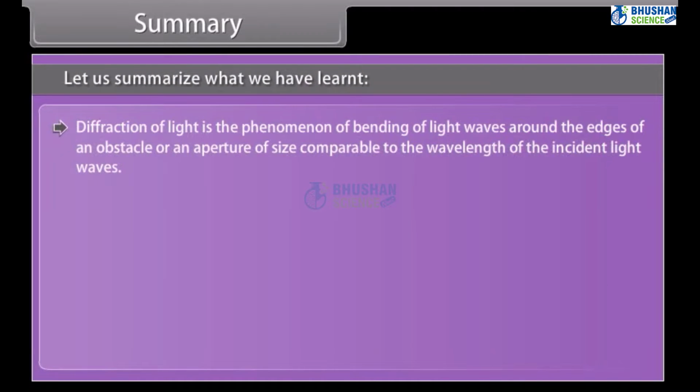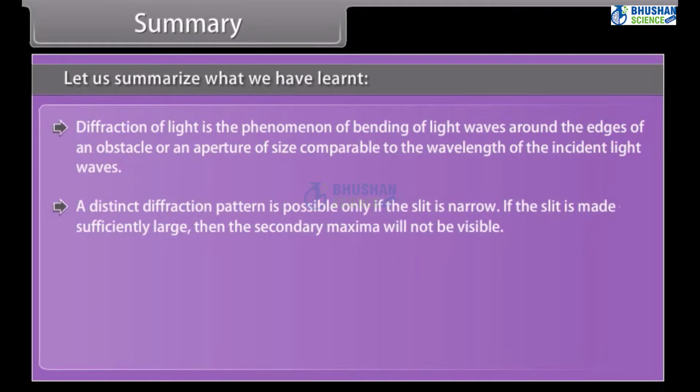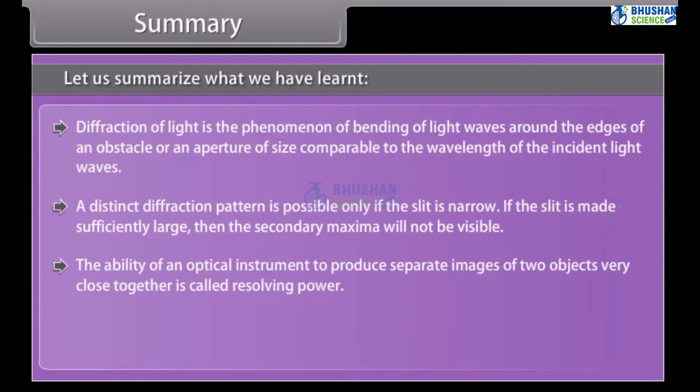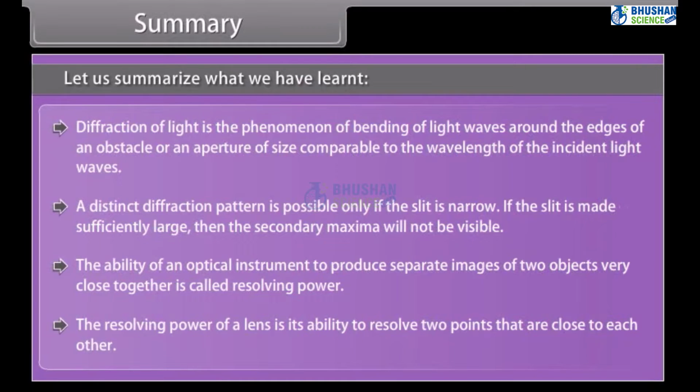Diffraction of light is the phenomenon of bending of light waves around the edges of an obstacle or an aperture of size comparable to the wavelength of the incident light waves. A distinct diffraction pattern is possible only if the slit is narrow. If the slit is made sufficiently large, then the secondary maxima will not be visible. The ability of an optical instrument to produce separate images of two objects very close to each other is called resolving power. The resolving power of a lens is its ability to resolve two points that are close to each other.